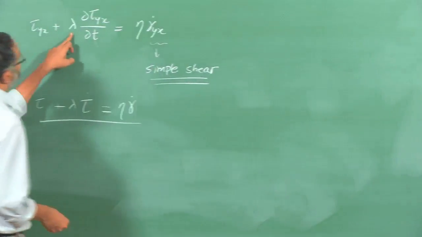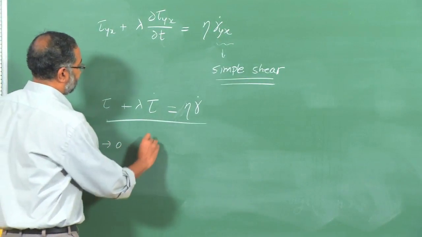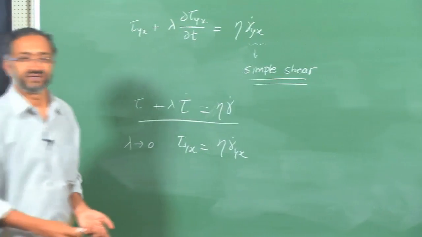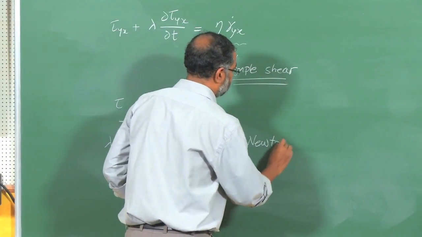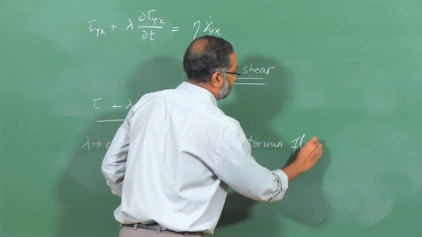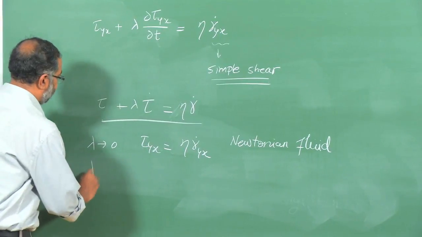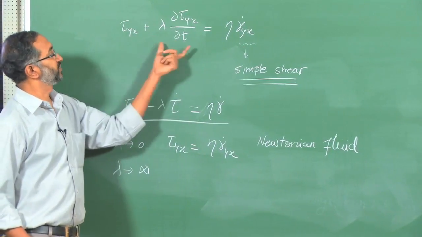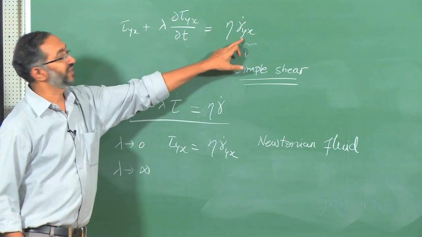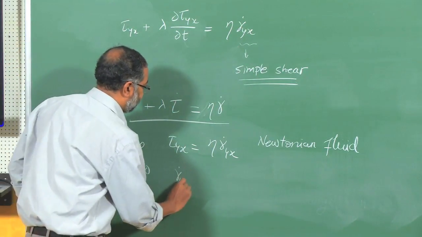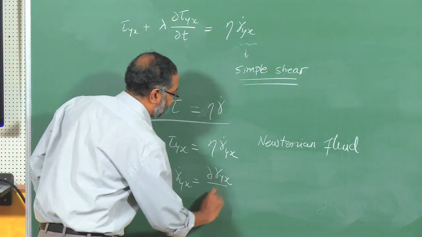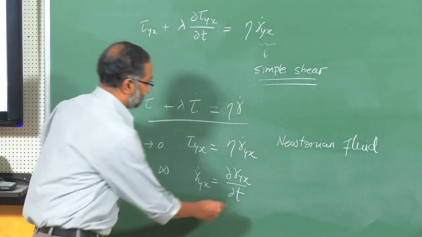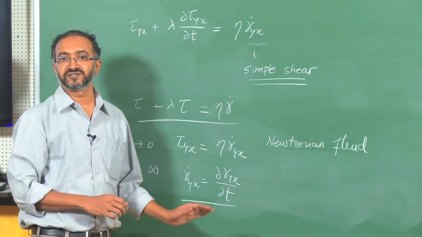And you can see that if lambda is 0, then tau yx is nothing but eta gamma dot yx. That is nothing but a Newtonian fluid. Similarly, when lambda is very large, this term and this term dominate over this term, and so only these 2 terms are present, and this can be visualized as gamma dot yx being nothing but del gamma yx by del t. Again, we have already said multiple times that this is valid only when deformations are small.